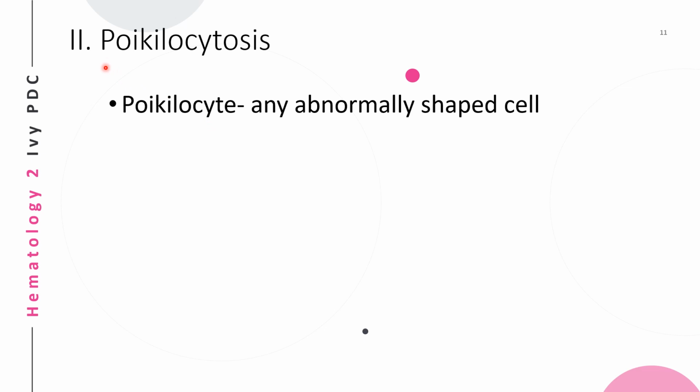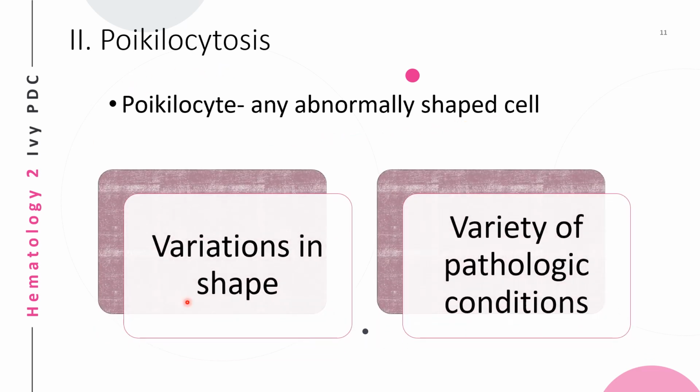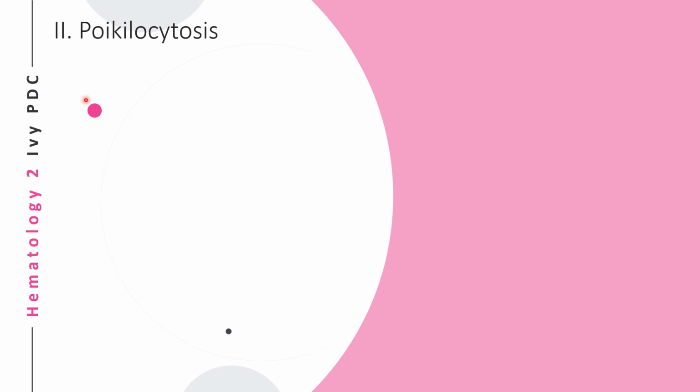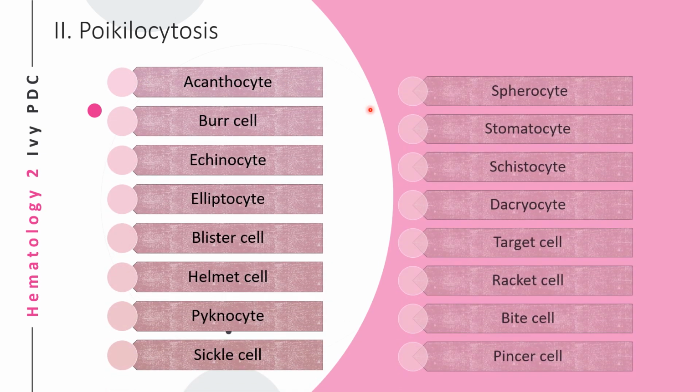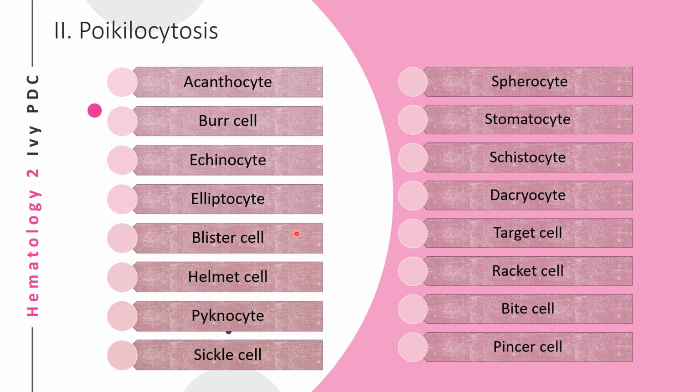The next category is poikilocytosis. A poikilocyte is what you call an abnormally shaped cell. And in poikilocytosis, there is an increased number of cells with varying shape or an increased number of poikilocytes. Poikilocytosis can also be seen in a variety of pathologic conditions, meaning one poikilocyte can be seen in different types of conditions. Let's start. These are all the different types of poikilocytes, and we will briefly discuss all of them.